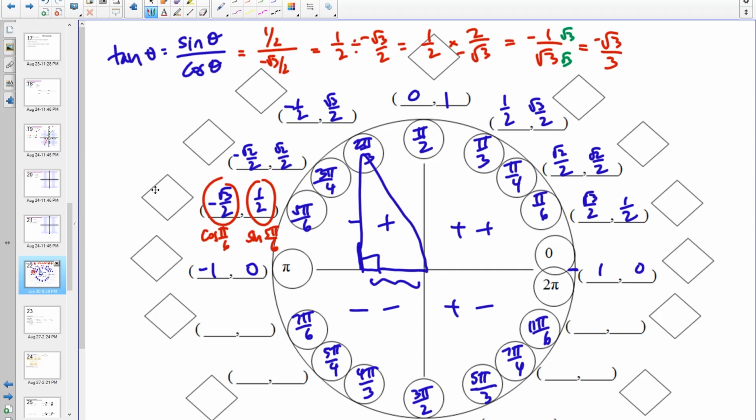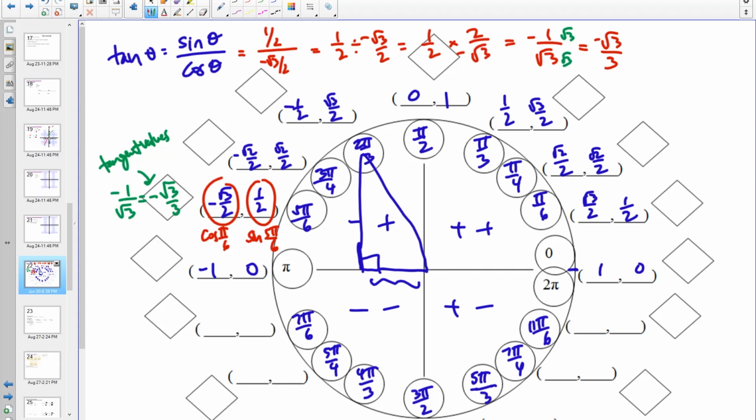Okay, so in the diamonds, I want you to put the tangent values. This is on your notes. It is also in your homework for tonight, which is the MML that you have to go sign up for. It's our textbook online. So this number right here is going to be negative square root of 3 over 3. You can also put negative 1 over square root of 3. That's the exact same thing.